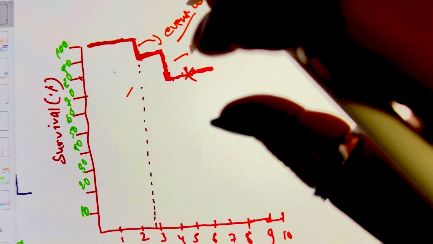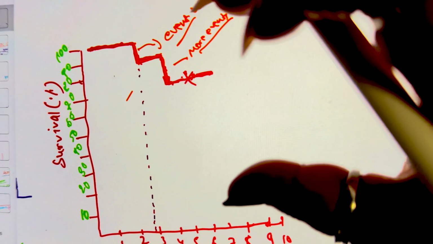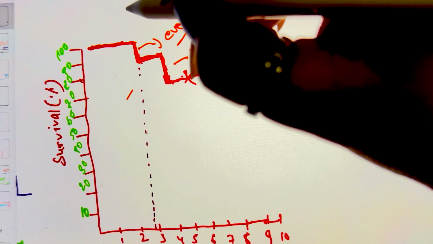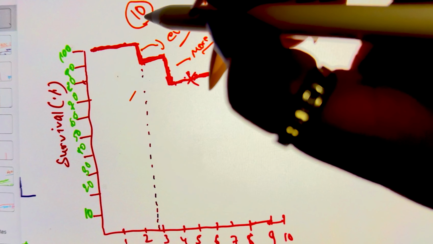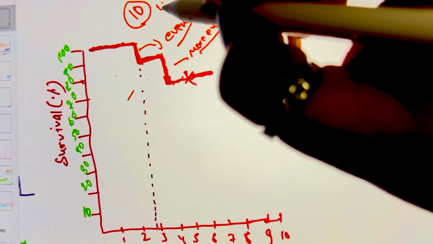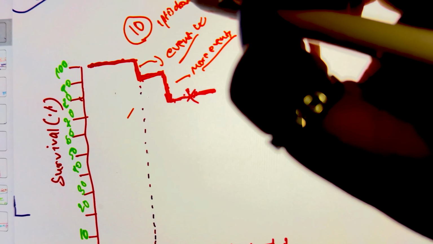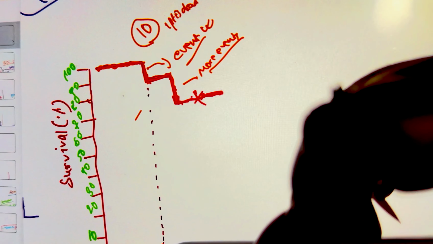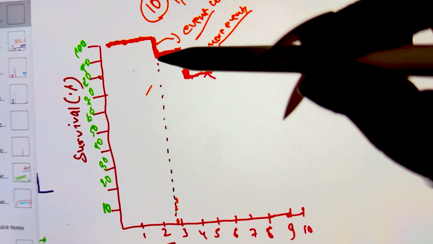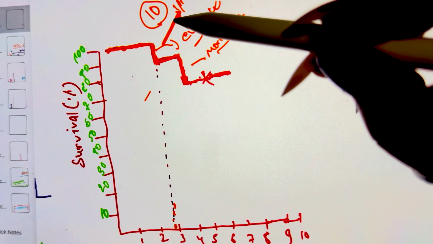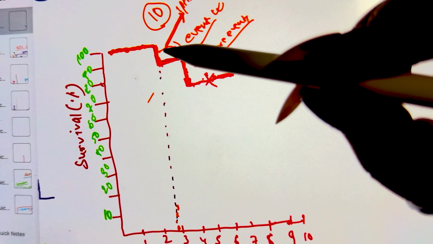For example, I will give you an example so that it will be clearer. Suppose there are 10 patients, and at around 3 years, one patient is dead. We start at 100% survival. Now it will go flat, and at around 3 years there will be a vertical drop. This vertical drop shows one patient is dead, so there is an event occurring, and here the event is death.